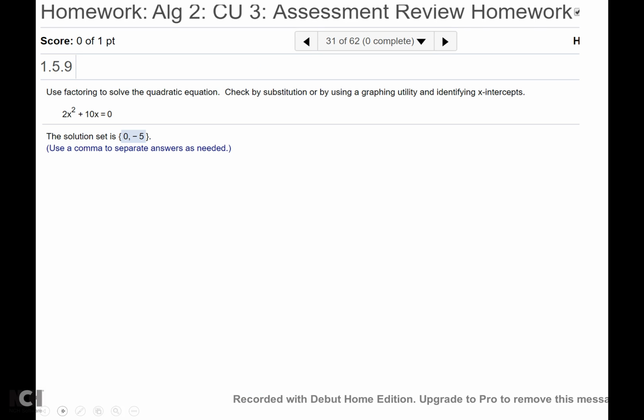Use factoring to solve the quadratic equation. Check by substitution or using a graphing utility and identifying the x intercepts. All right, for this one, there aren't 3 terms. I still can't do square root property because I have a first degree x. The only time square root property works is when you only have a squared x. When there's 2 terms, I don't have to do the whole A times C song. I can just GCF times what's left.